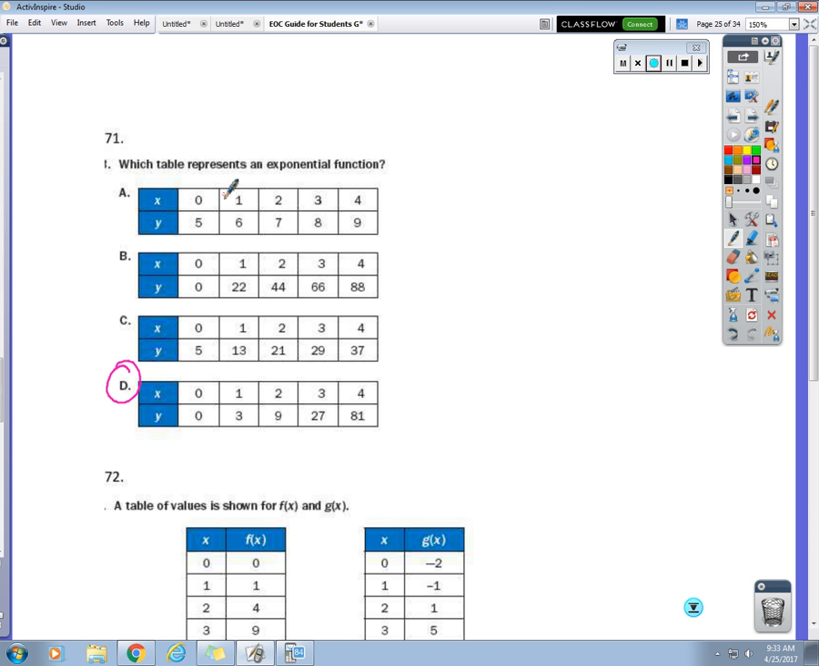Linear, because look, in A, every time the x goes up by 1, the y goes up by 1. So look, remember, slope is rise over run, so that would be y over x. Your y's are all going up by 1, and your runs are all increasing by 1. So this would be a line with a slope of 1 over 1. B would also be a line. What would its slope be? 22 over 1, or just 22, correct. Because each time your x increases by 1, that would be 1 on the bottom. Your y's are increasing by 22 every time. So your slope would be 22.